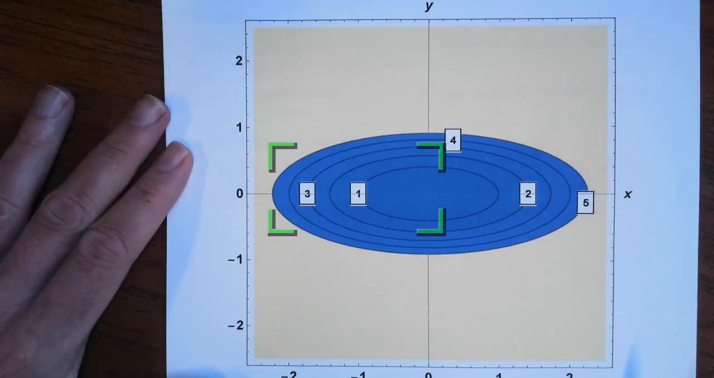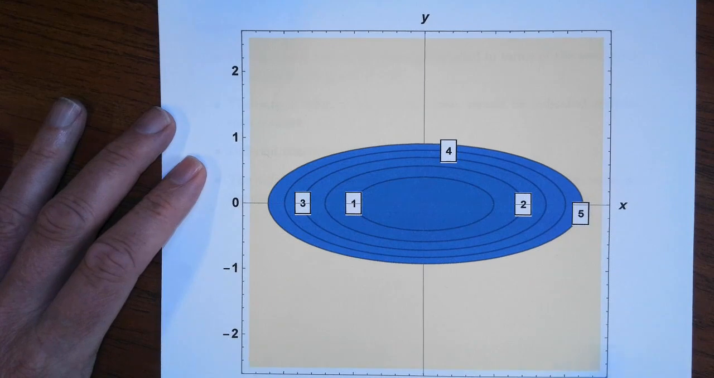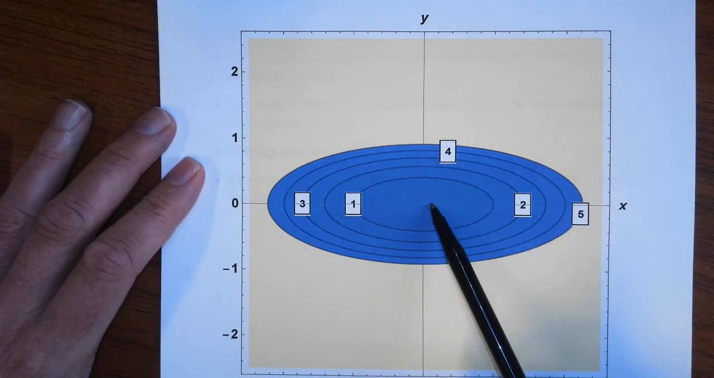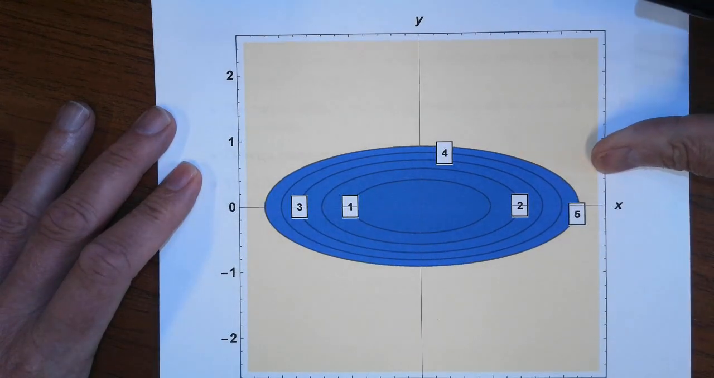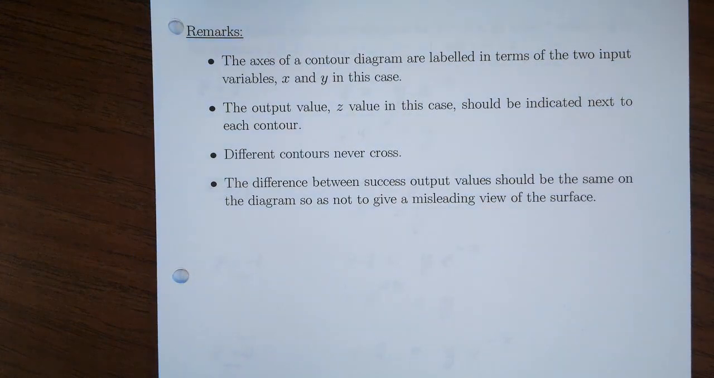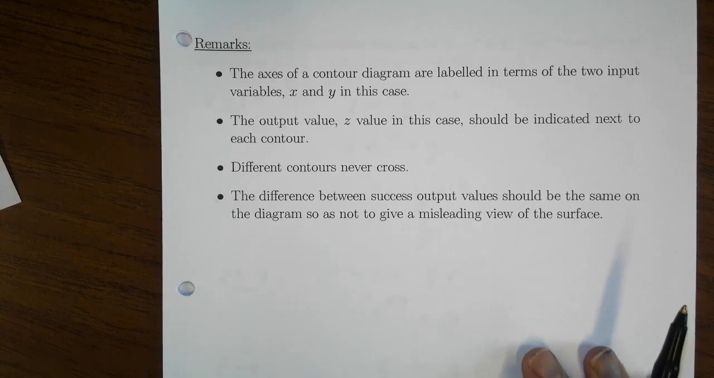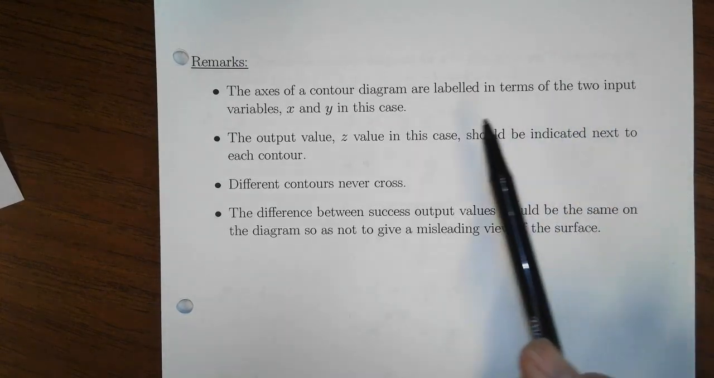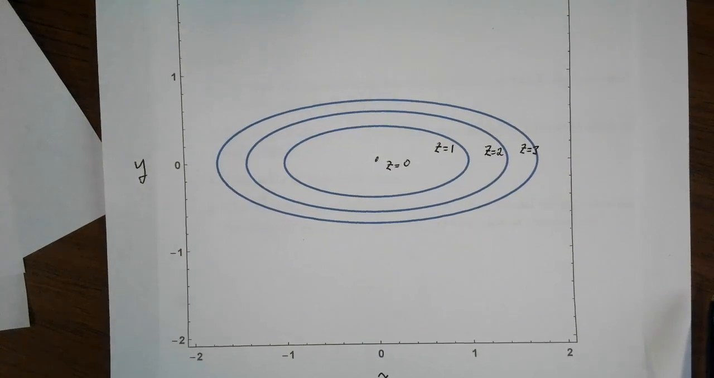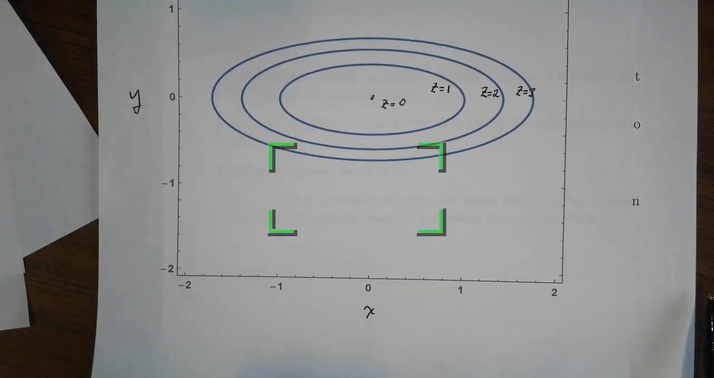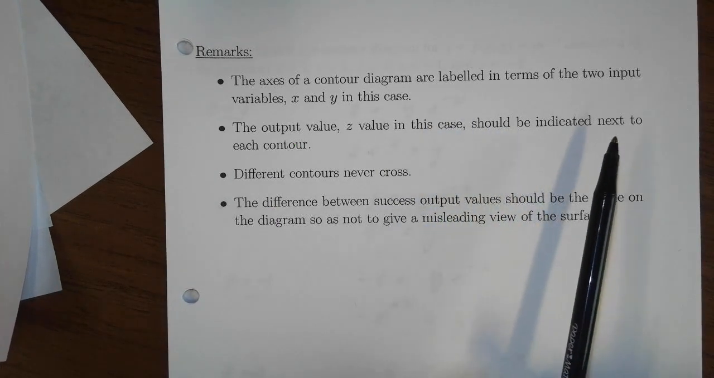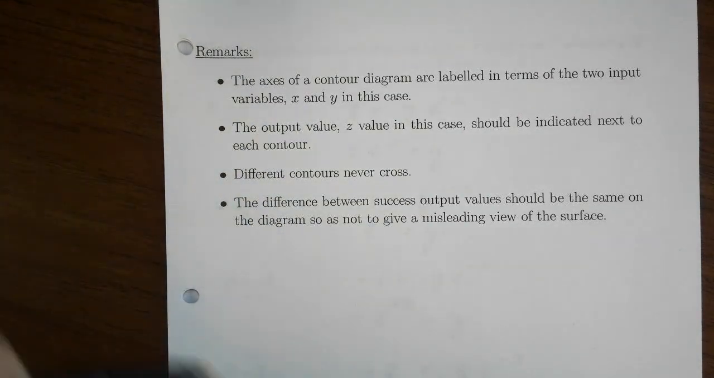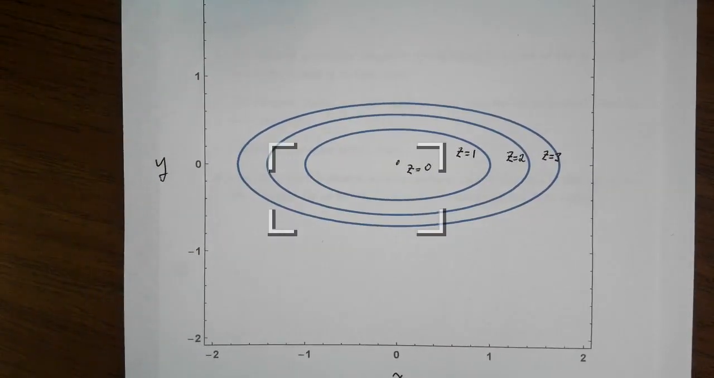I plotted this on Mathematica as well, which has a nice option for graphing various contours. Unfortunately, it doesn't label the contour at the origin, but this is what I get. It does a nice job of coloring. Now here are a few things to keep in mind. The axes of a contour diagram are always labeled in terms of the two input variables, which are x and y in this case. Notice I've labeled my axes x and y. The output, the z value in each case, should be indicated next to each contour. Notice how I've labeled the z value next to each contour.